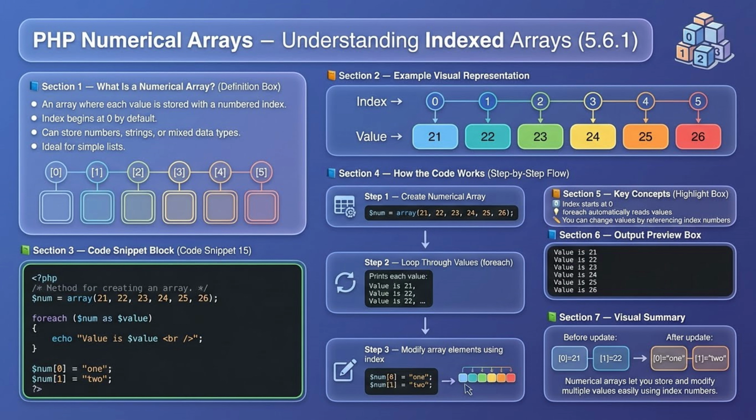The output preview in section 6 shows how the data appears before updates, while the visual summary in section 7 compares the array before and after modification. Initially, index 0 contains 21, and index 1 contains 22. After the updates, index 0 changes to 1, and index 1 becomes 2. This clearly illustrates how numerical arrays make it easy to store, access, and update multiple values in a clean and efficient way.